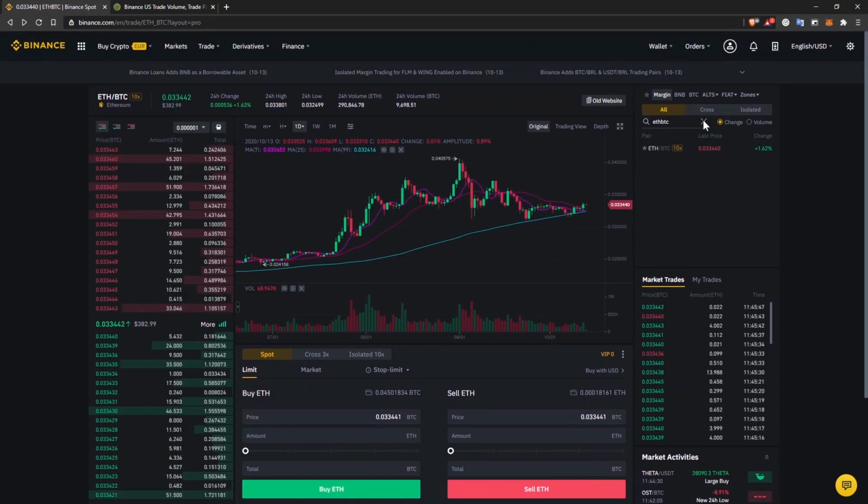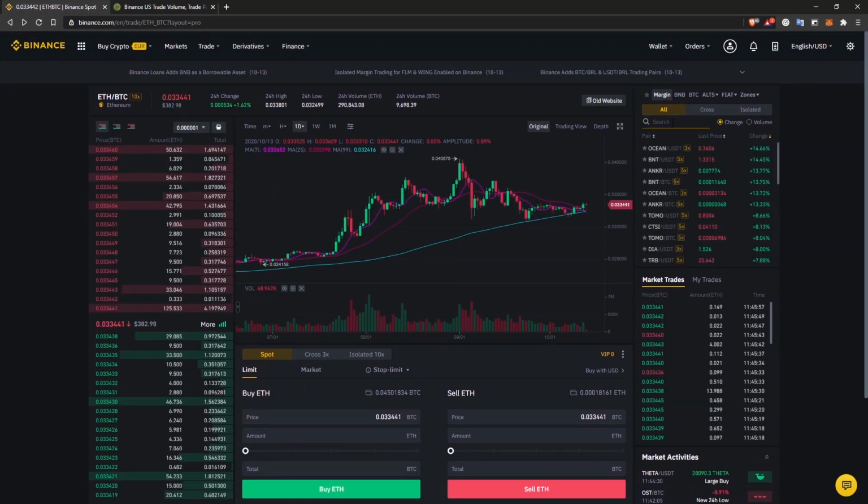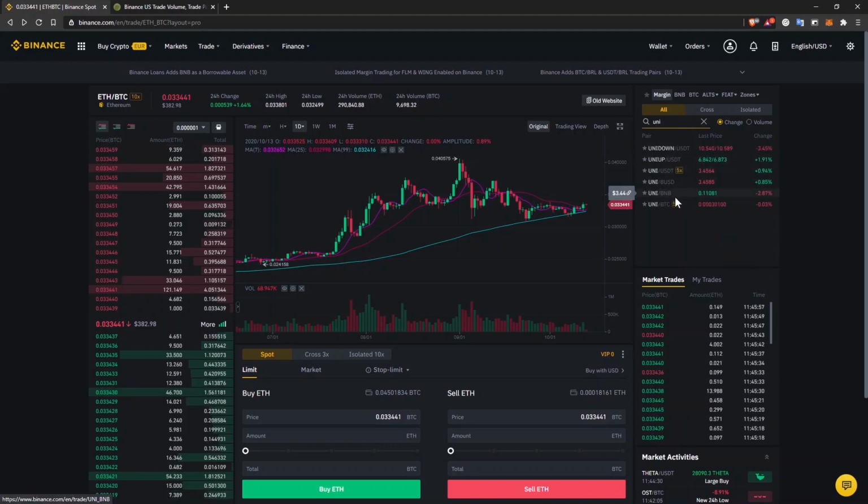But until then, let me finish with the sidebar. So Binance has the most trading pairs you can think of. You can even search for Uniswap coin, let's say, and these are the trades available.